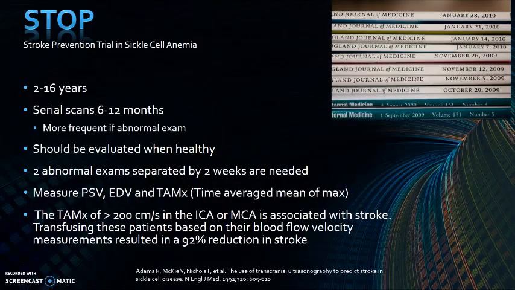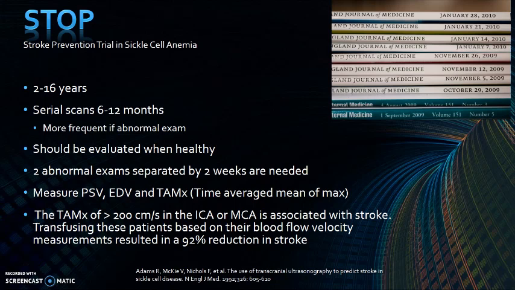In the New England Journal of Medicine in 1992, there was a trial called the Stroke Prevention Trial in Sickle Cell Anemia. It's called the STOP trial. It was performed on kids from 2 to 16 years old. The results of that trial showed a 92% reduction in stroke in patients who had elevated mean flow velocities and were treated with transfusions.